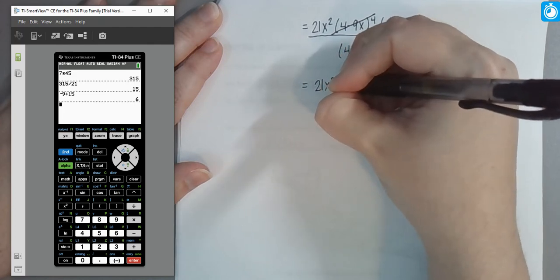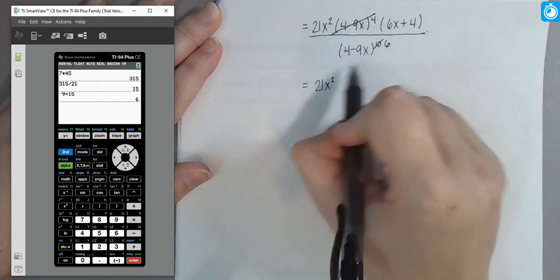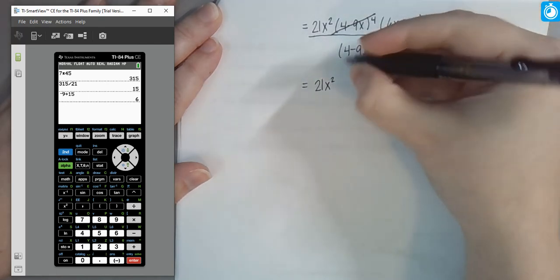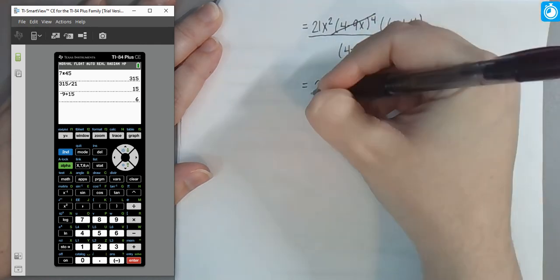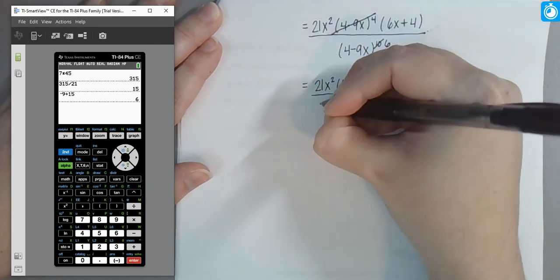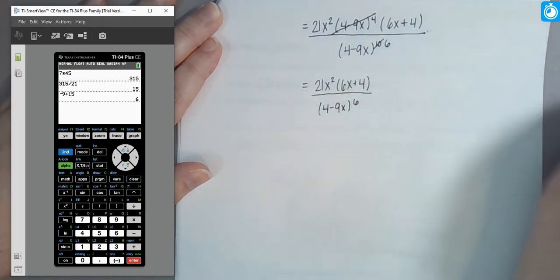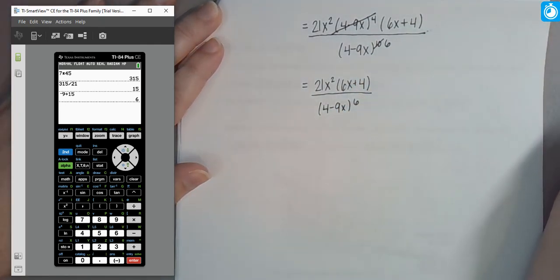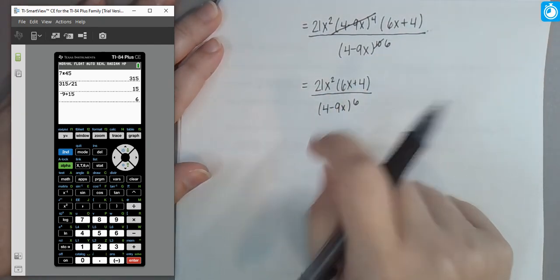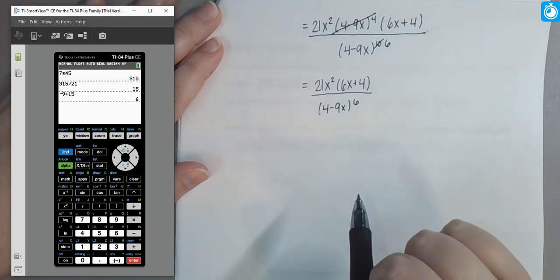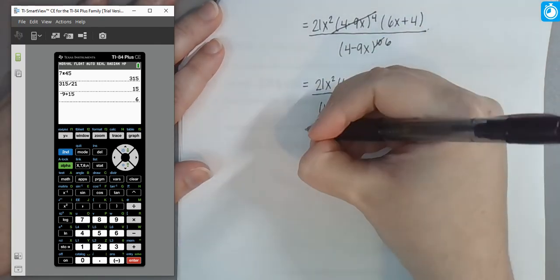So 21x squared, all 4 of these factored out because they canceled with what was in the denominator. So we still have 6x plus 4 divided by 4 minus 9x to the 6th power. And again, it looks like I didn't get the whole greatest common factor because 6 and 4 still have something in common. They still have a 2 in common. So let's factor that out as well.